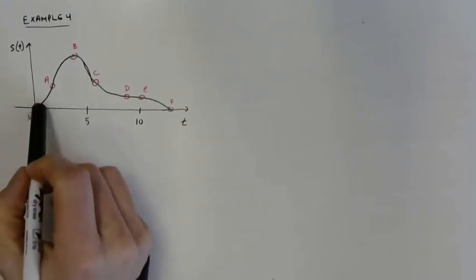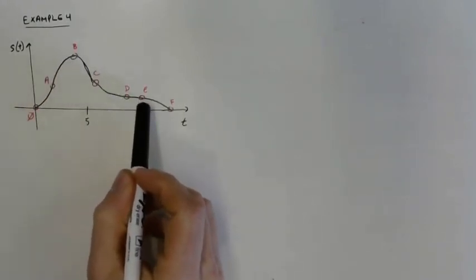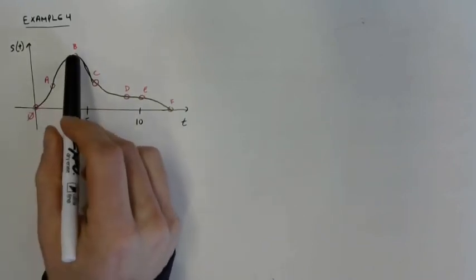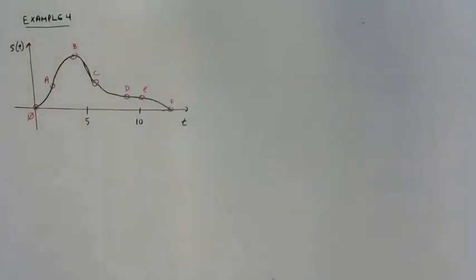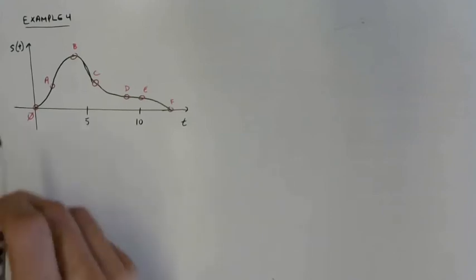Okay, in example 4, you're just given a picture of a position time graph. It is a motorcycle that is changing its position with respect to time. It's going further away from its start position and then coming back toward its start position. So maybe it's going to the store to get something and then coming home, or maybe it just drives around the block.